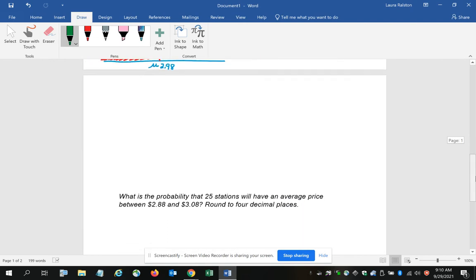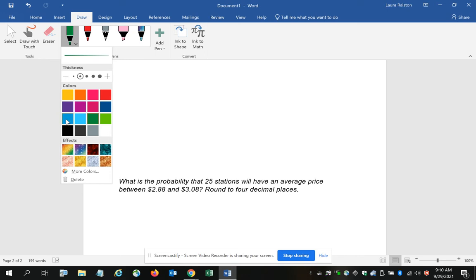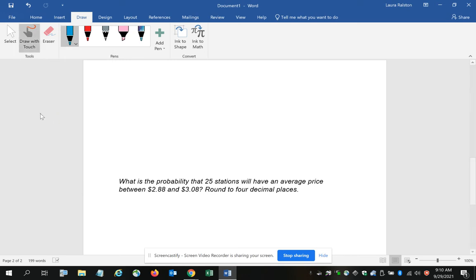All right, let's look at another one. I'm going to work above this one here. It says, what is the probability that 25 stations will have an average price between $2.88 and $3.08? Again, we're looking at the 25 stations. So again, that's my clue that I'm going to apply the central limit theorem.